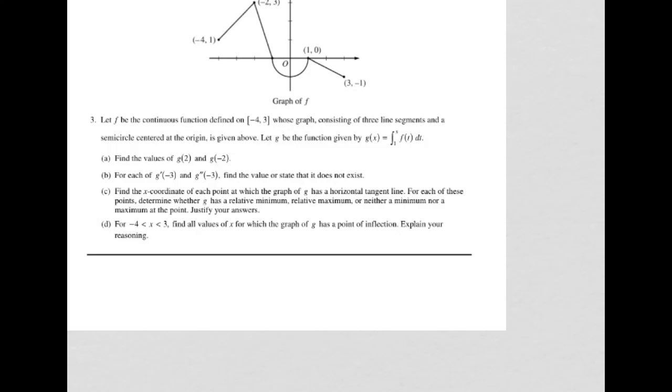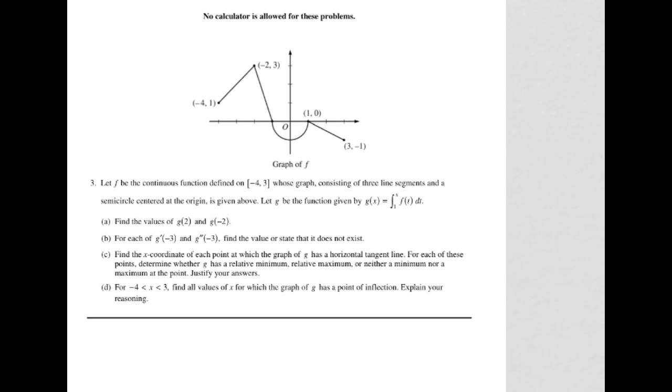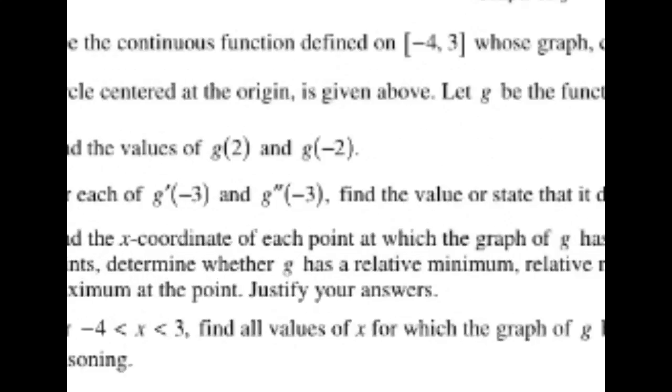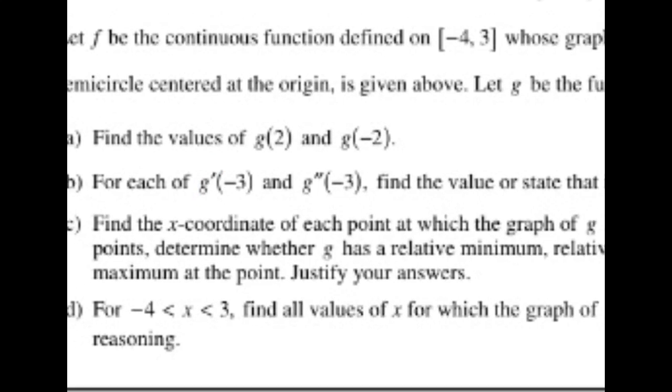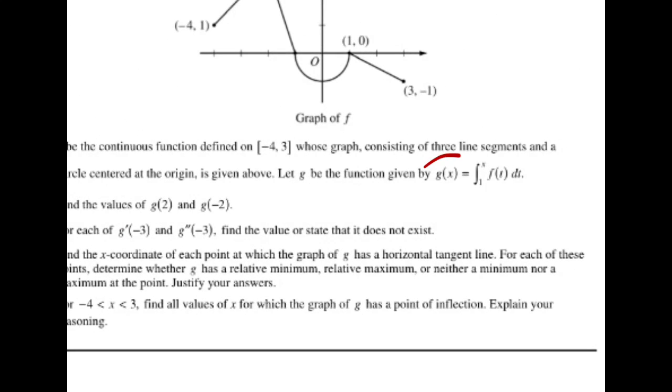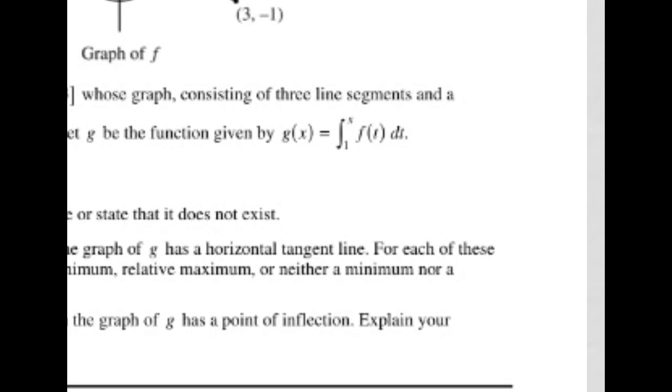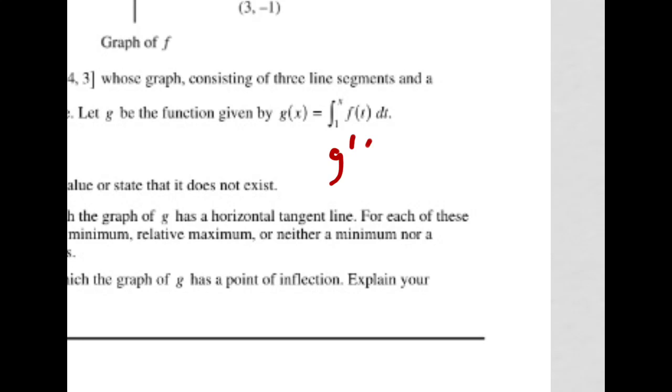So, for g prime of negative 3, what is that? G prime. Ooh, that's fancy. G prime. Well, what was g? G is an integral. If you take the derivative of an integral, you use the fundamental theorem of calculus. You just put the x right in there. So g prime of x equals f of x.